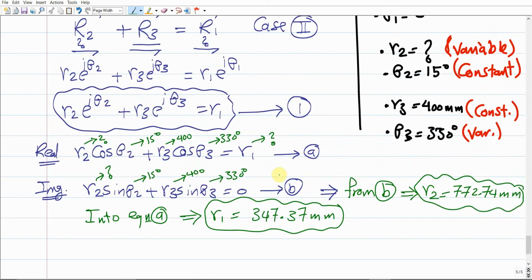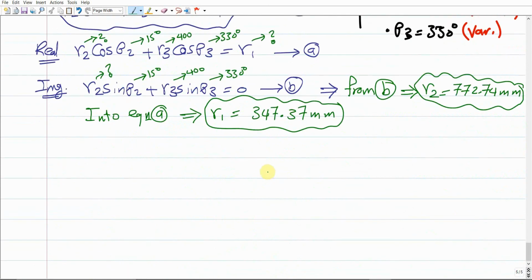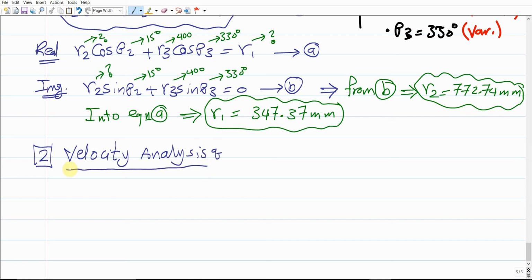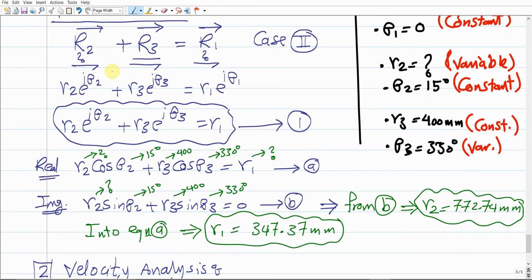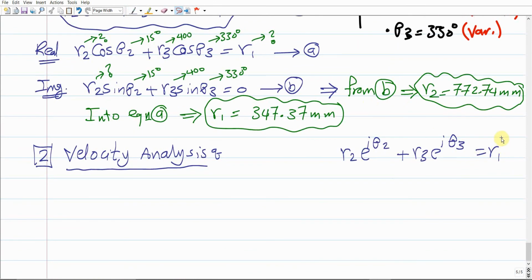Make sense? So we finished the position analysis as we did many times before. Now let us move to the next step, the second step, velocity analysis, and this is the new thing. Also, it is very simple. You just choose equation 1 again. You start from equation 1. This should be equation 1, right?